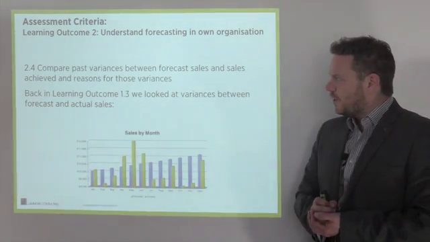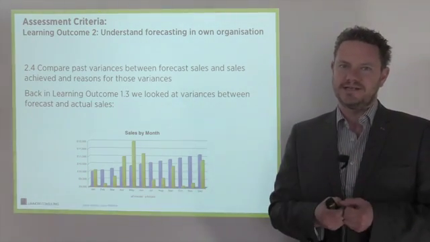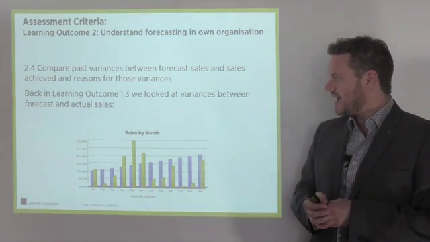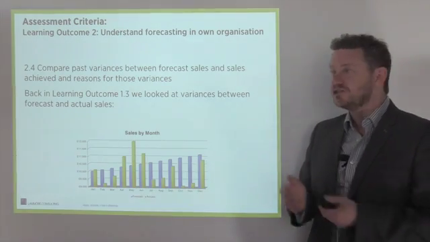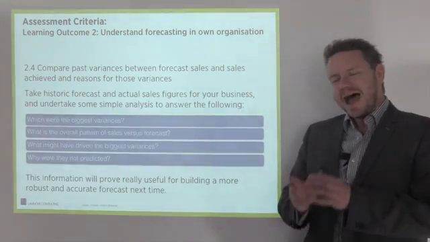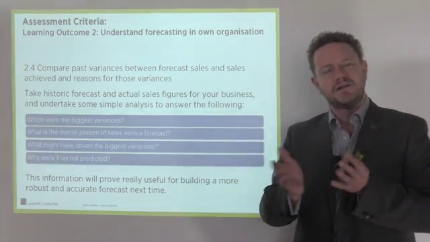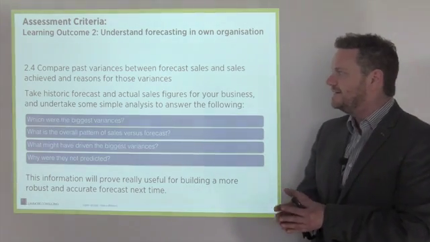Learning Outcome 2.4 is about comparing variances, and we went through this in an awful lot of detail in Learning Outcome 1, looking at which variances we need to explain. In 1.3, we looked at the differences and which differences we needed to explain, and whether it is just the big ones we need to look at. Is it the ones that are outside the scope of what would be classed as a normal variance that we need to explain, and so on?